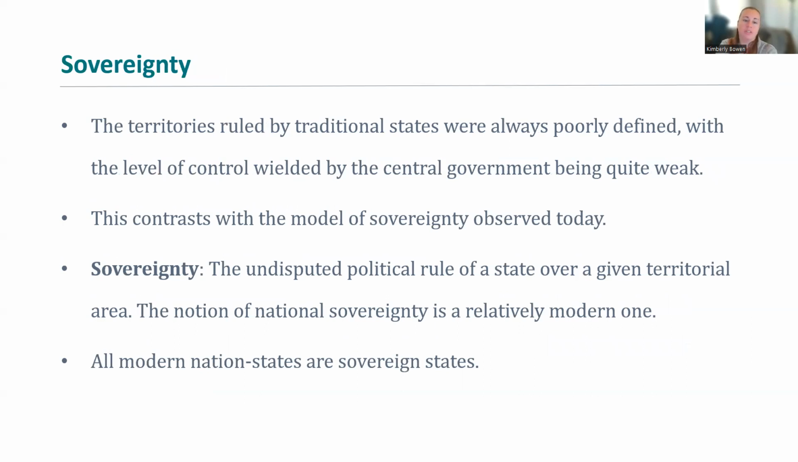All right. Territories ruled by traditional states were also poorly defined. Their borders constantly changed, and their level of control or central government was really weak. This contrasts with the modern sovereignty observed today, right? So we have to acknowledge that the US is the US. We can't just randomly walk into Canada and say, hey, this is now the US, ha ha ha, right? That would create a lot of issues. Just the same way Canada acknowledges that the US's border is here, we acknowledge that this is the border and these two nation states are sovereign from each other. Okay. And sovereignty is just, again, the undisputed political rule of a state over a given territory or area.